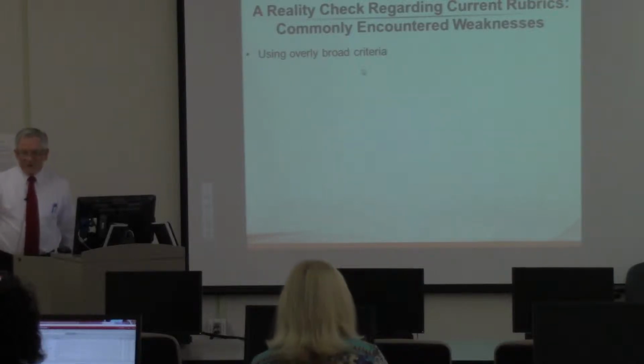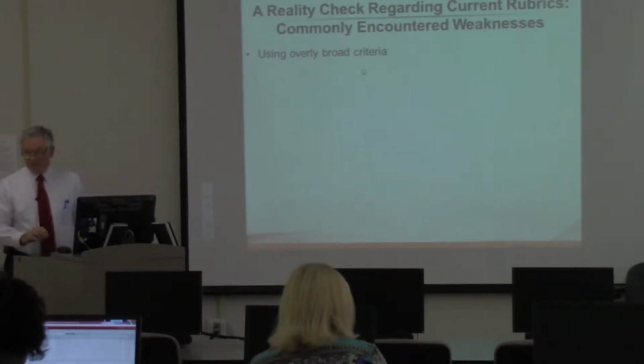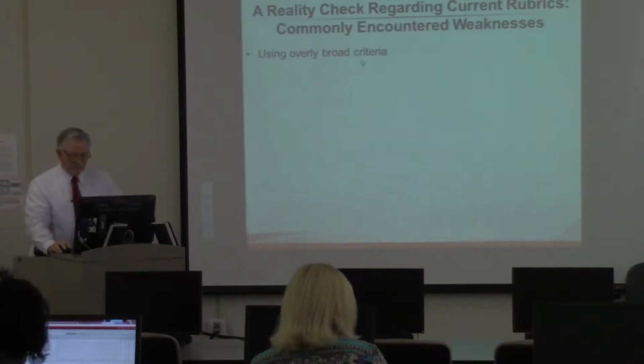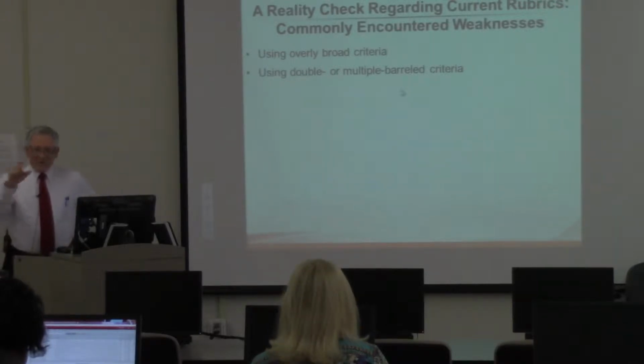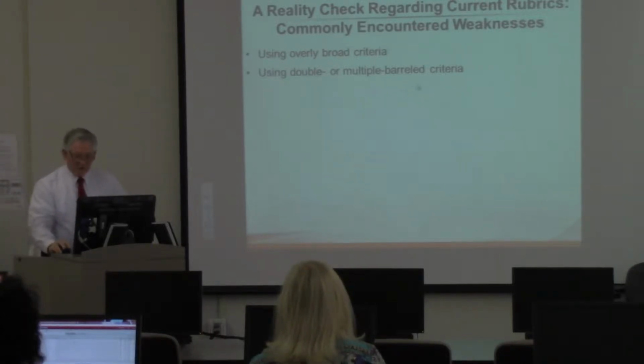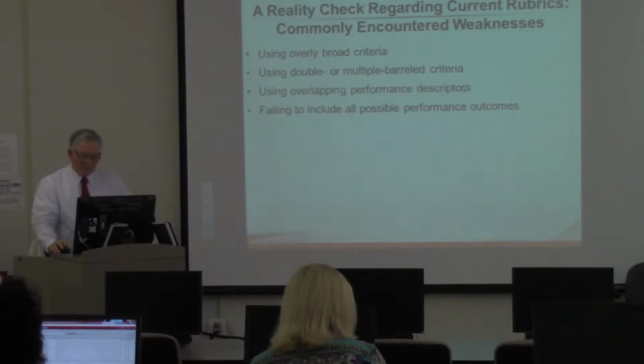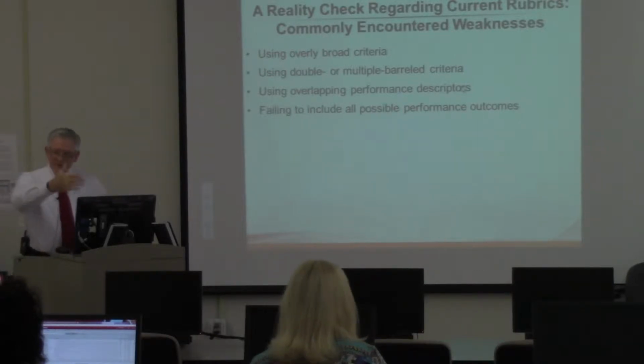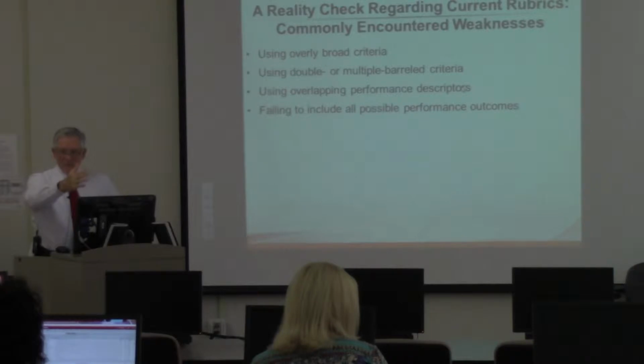Broad criteria in rubrics. I'm going to give you some samples in a few minutes to look at, and then we won't be terribly long. Using double or multiple barrel criteria, inside the box, having two or three things that you're looking at. Failing to include all possible performance outcomes. Using overlapping performance descriptors, i.e. you can't tell the difference between a proficient and an emerging, or between a proficient and an exemplary because they're so overlapping, and therefore would lead to subjectivity and arbitrariness, which are not kosher.